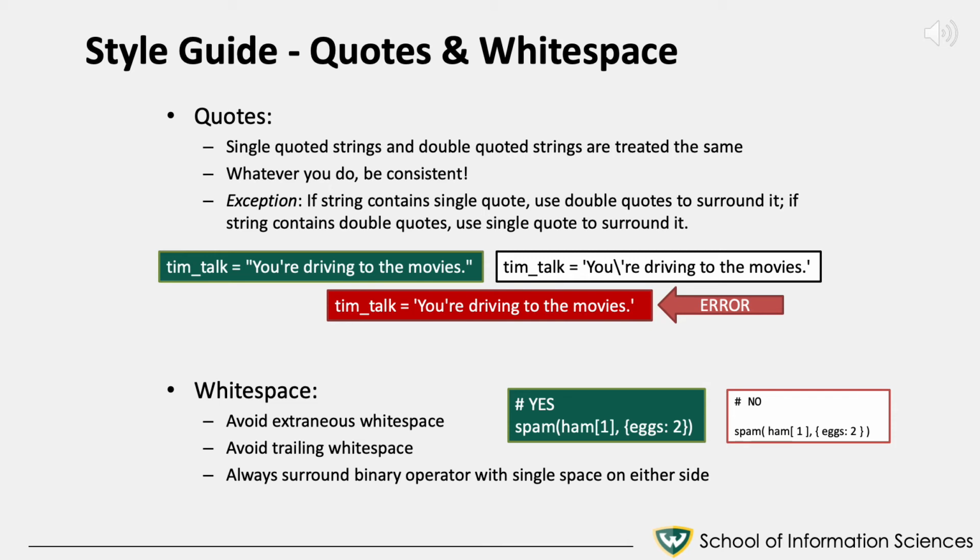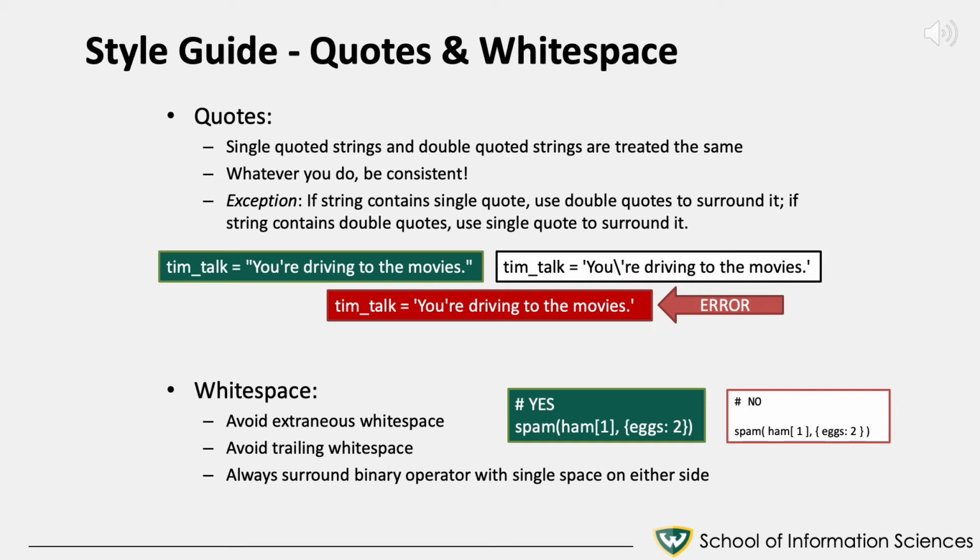So you'll see on the screen 3 boxes. On the left, in the green, TimTalk equals, which is assigned the value of the string you're driving to the movies. I say you're because we have a single quote. So what do we do? We enclose this whole string of characters in double quotes. Now, in the box in the white, you have TimTalk is assigned you\'re driving to the movies.